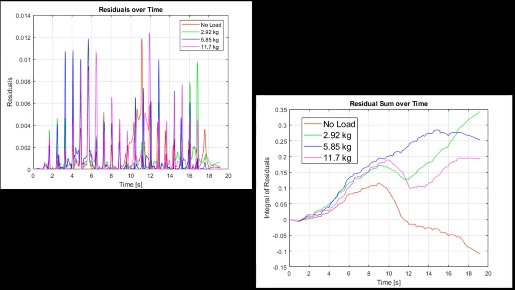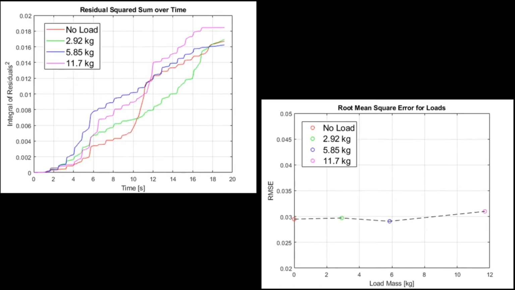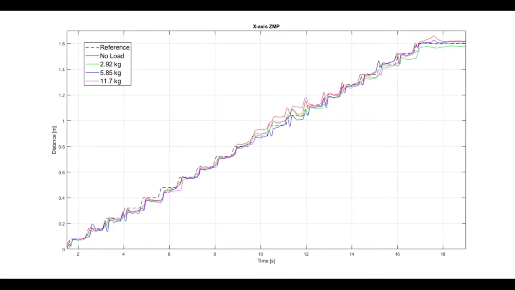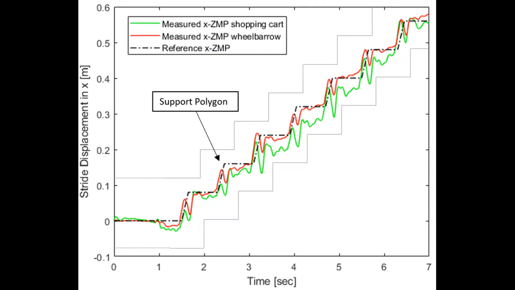Here's a little bit of overall ZMP error analysis. Of course, the higher the load, the higher the chances are that the robot may fall over. We also did a residual square sum over time analysis, which we'll discuss in further detail. Here are some of the ZMP results. If we have a close-up, you can see that both are staying within the support polygon.